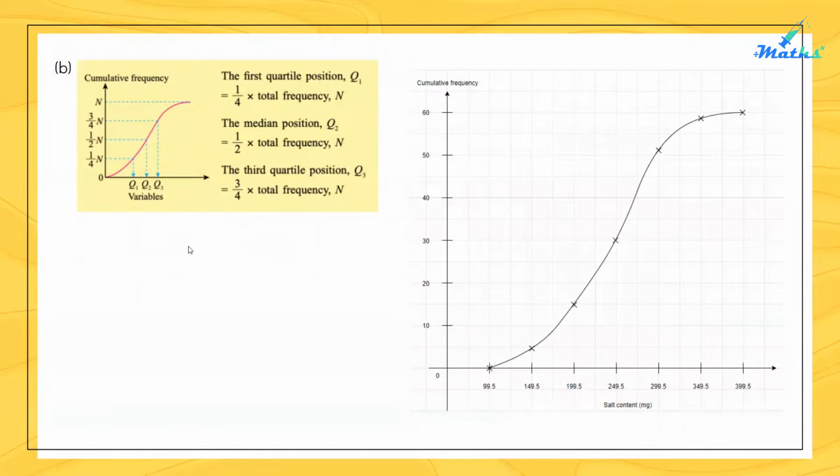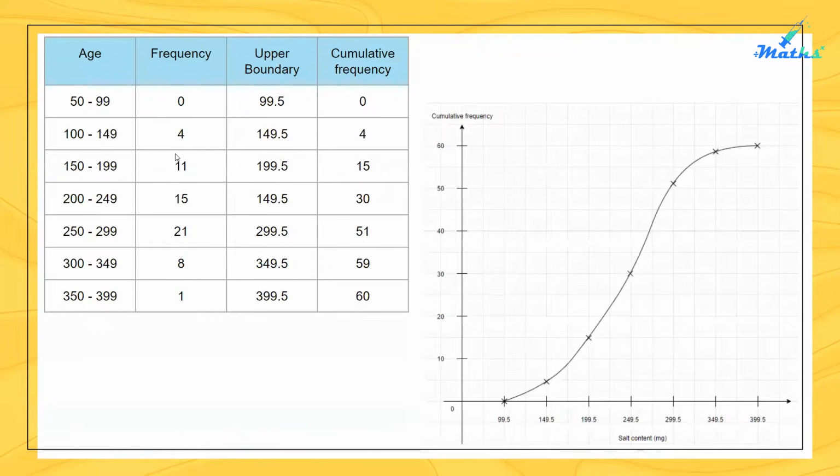So we want to find the first quartile, median, and third quartile. We need to use the formula for this. First, we're going to find the first quartile. So it's 1 per 4 times 60 equal to 15. Why 60? Because our total frequency is 60. Take 4 plus 11 plus 15 plus 21 plus 8 plus 1, and we get the total 60.